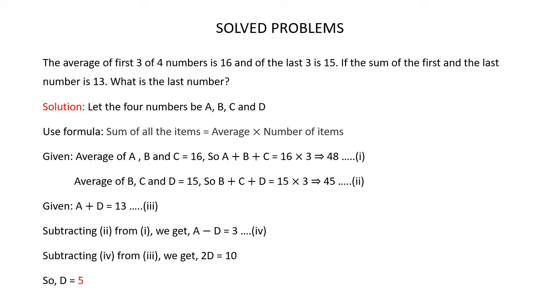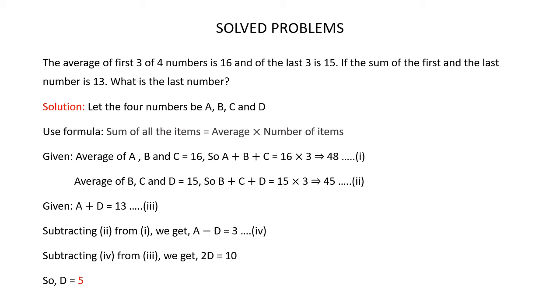Now when you subtract equation 2 from equation 1, you can eliminate B and C. When you subtract equation 2 from equation 1, plus B becomes minus B, plus C becomes minus C, plus D becomes minus D, and 45 becomes minus 45. So B and minus B will get cancelled, C and minus C will get cancelled, and you are left with A minus D is equal to 48 minus 45, which is 3. So when you subtract equation 2 from equation 1, you'll get A minus D is equal to 3, which is the equation 4.